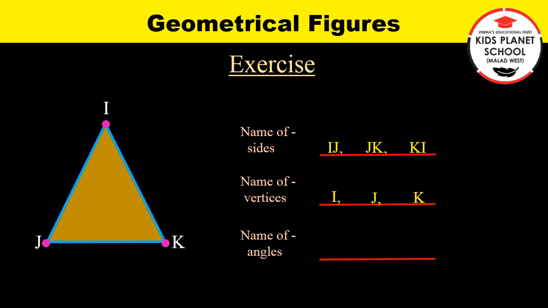Now, our third question is name of angles. Children, here we have to give the name of angles we see in this triangle. Here an angle is formed. The name of the angle is angle I. Here an angle is formed. The name of the angle is angle J. Here an angle is formed. The name of the angle is angle K.